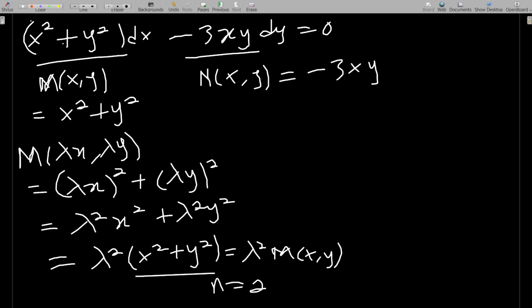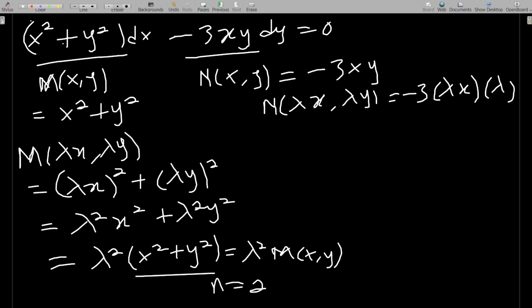Now let's go to the N of xy. So we should check for N of lambda x, lambda y, and that is equal to minus 3 into lambda x then lambda y. Okay, and this will give me minus 3. This is lambda times lambda. I hope you get that.